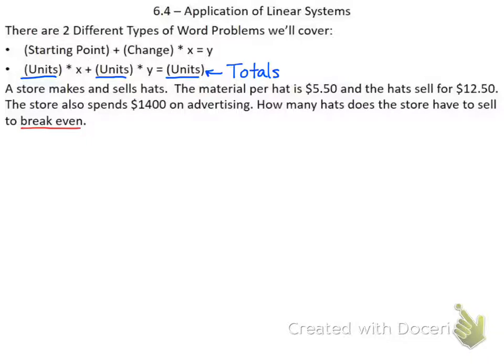I'll have two different equations. One will be for money that I have to actually spend myself, and one equation will have to do with money that I'm actually making. Literally what I'm going to do is go through each of these dollar amounts and figure out whether it's money that I'm making or money that I'm spending. So the materials for the hat is $5.50. That is money that I actually have to spend, and it is per hat.